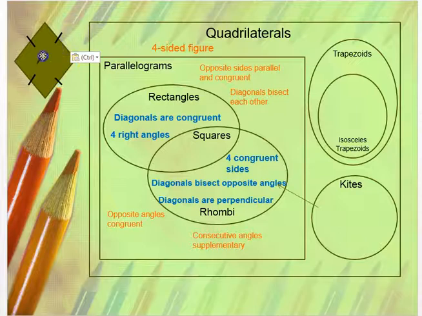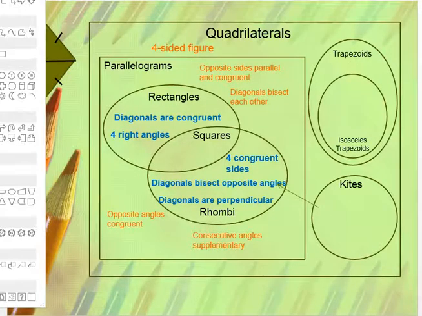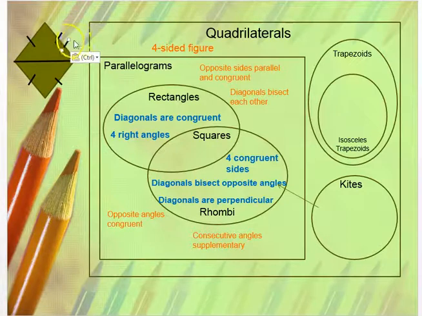So what we mean by that is when you have a diagonal here, meaning it goes from corner to corner, it cuts this angle in half. So this angle over here is cut in half by this line. Alright, so diagonals look like that and like this.